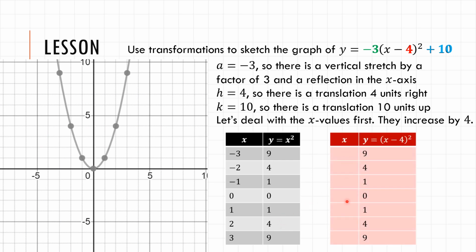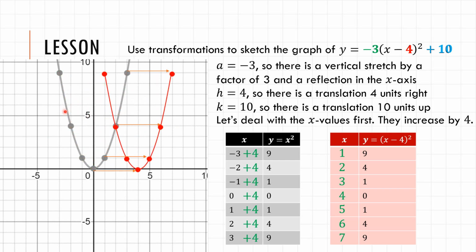I'm going to graph a new quadratic, and I'm going to do it in red so you'll see it. And all of my x values will increase by 4. -3 plus 4 is 1. -2 plus 4 is 2. -1 plus 4 is 3. 0 plus 4 is 4. And so on, and so on, and so on. So now I have all my new x values, and I'm going to see where this quadratic is going to end up being. All of these points will move to the right 4 units. And that's my new location.